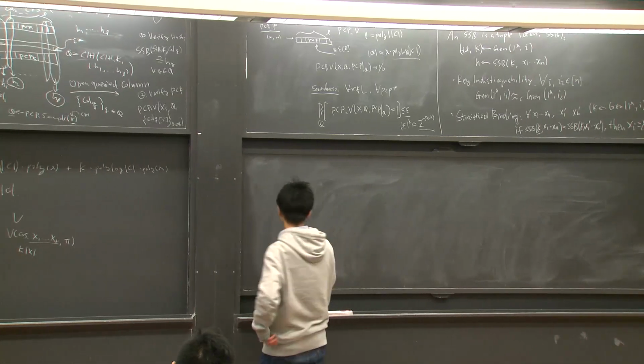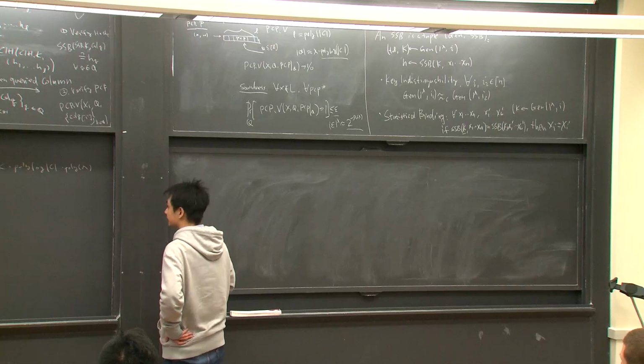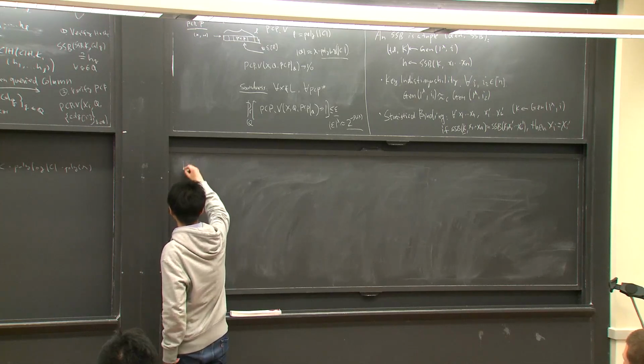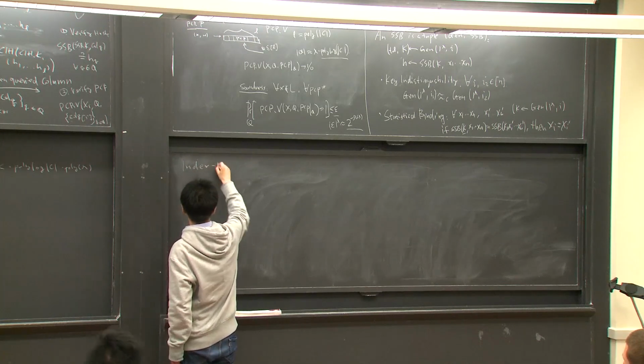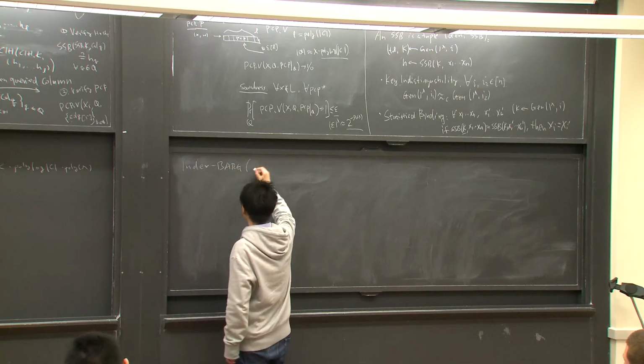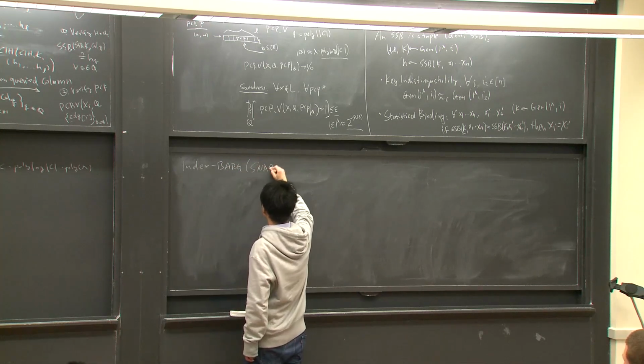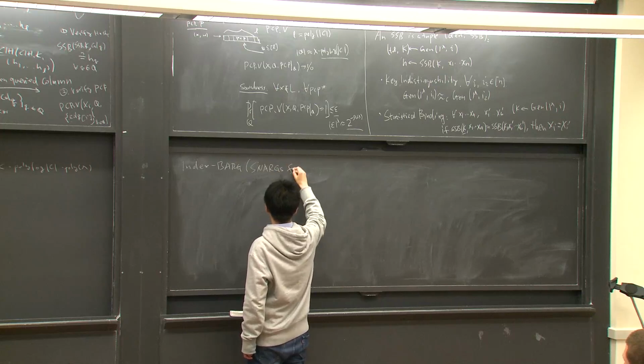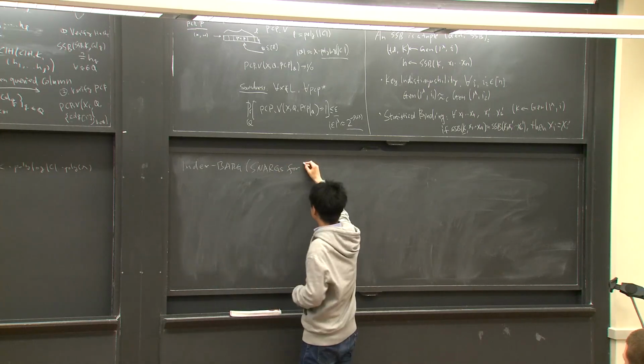So this notion of BARGs is called index BARG, or you can also call it a SNARG for batch index.